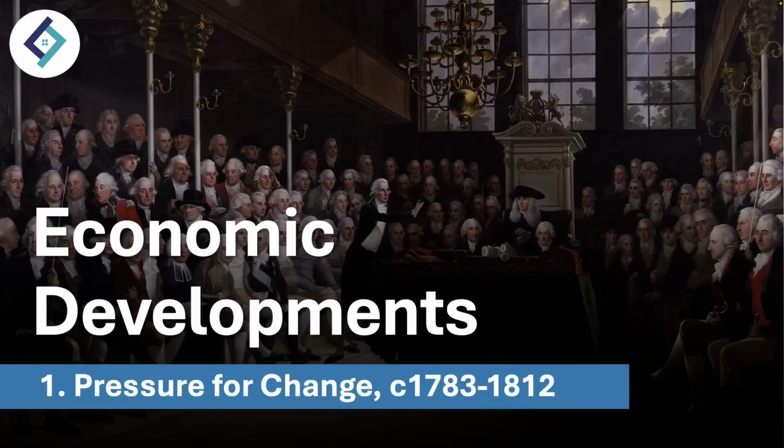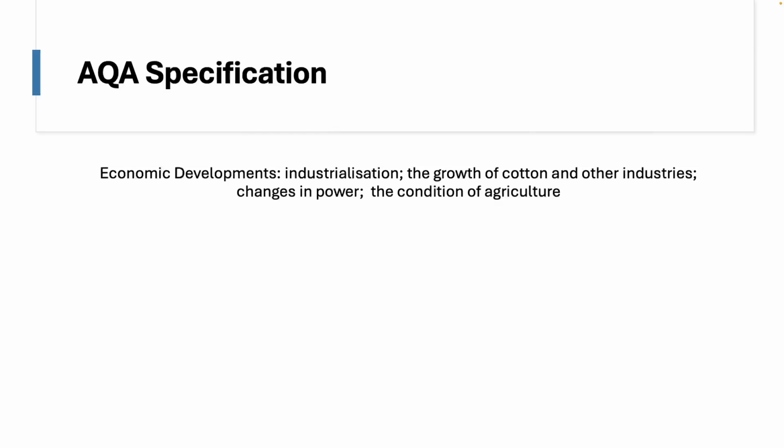In this video we're going to talk about economic development that takes place from around 1783 to 1812. Specifically, the AQA specification requires us to look at the economic developments, particularly industrialization, the growth of cotton and other industries, changes in power, and the condition of agriculture. Not particularly very specific, but still nevertheless important to examine.